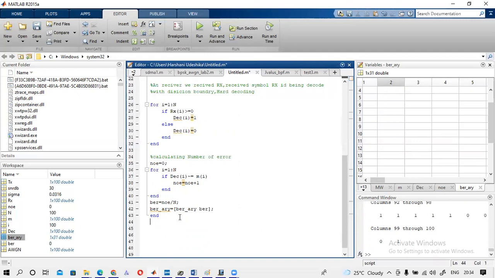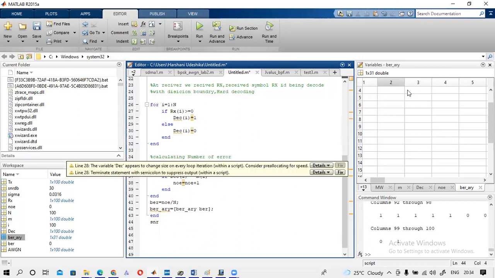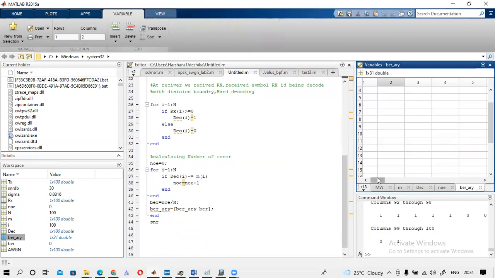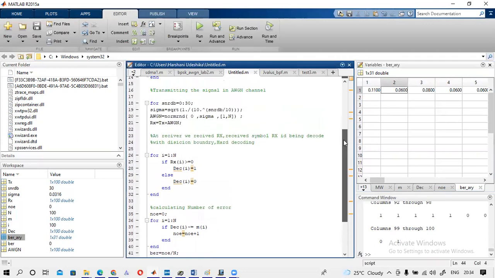This may not be a standard way, but I will generate the SNR value array, because we have to plot this BER value with respect to SNRdB. This value corresponds to 0 SNRdB, this value corresponds to 1, so the 0 to 30 SNRdB values have corresponding values here. But we don't have the SNRdB array, so we have to generate it.